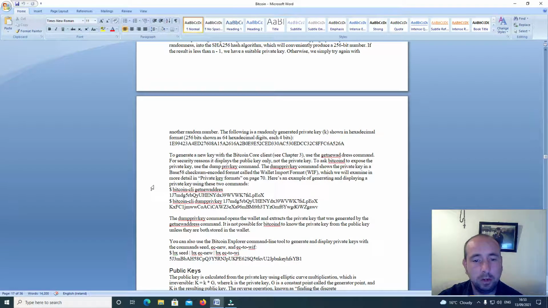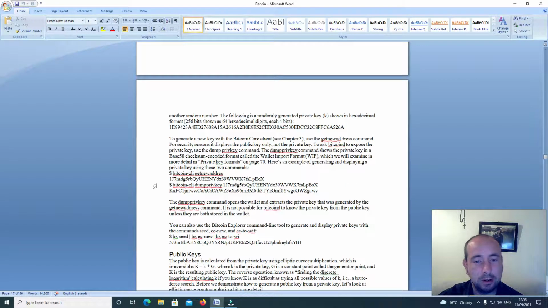The following is a randomly generated private key, k, shown in hexadecimal format: 256 bits, shown as 64 hexadecimal digits, each 4 bits. So here's that big long number string there.